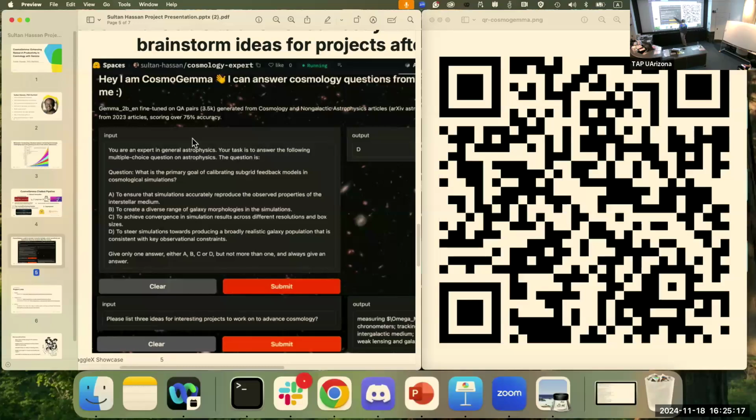And then the right answer is here. What is the primary goal for calibrating subgrid physics in cosmological simulation? The right answer is D. And I was getting the D. I was very happy about that.